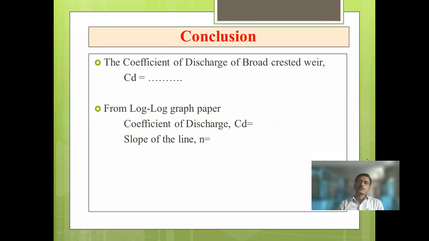Conclusion. The coefficient of discharge of broad-crested weir CD is equal to, from the log graph paper, coefficient of discharge CD is equal to, and slope of the line n is equal to.